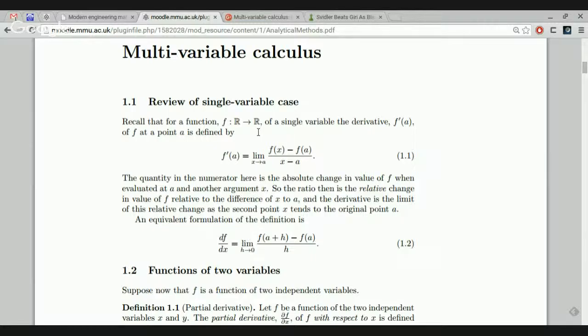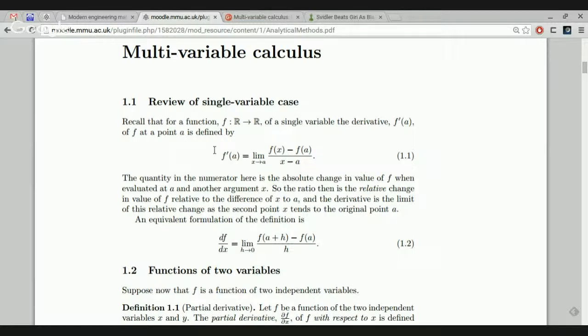So this symbol here, f dash a, is the derivative of the function f evaluated at the point a. So a is some point in the domain of the function, and the derivative was the limit of this quantity. On the top we have the absolute change in value of the function. f of x is some other point, some point close to a, some point that's going to be converging to a. So we're looking at the difference in values between f of x and f of a, f of x minus f of a, but we're looking at the relative change, relative to the change in the value of the variable of the function, the argument of the function. So that f of x minus f of a is divided by x minus a.